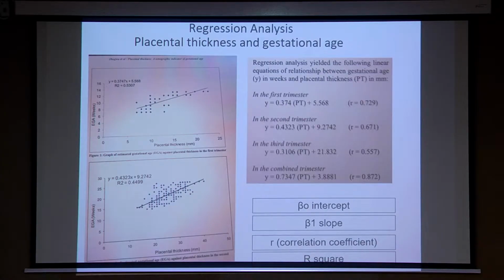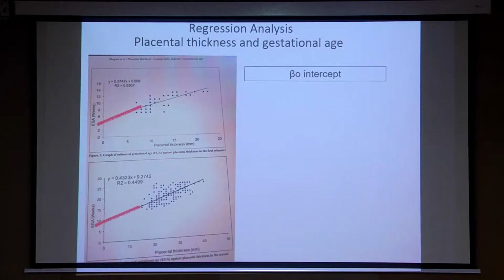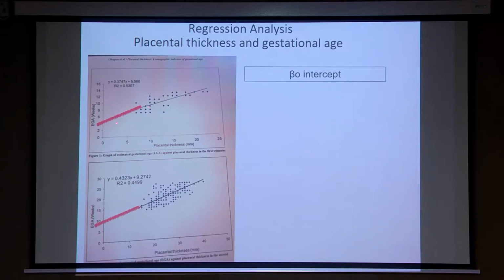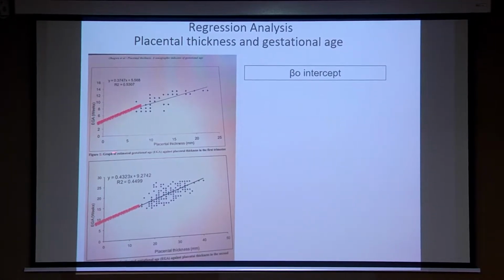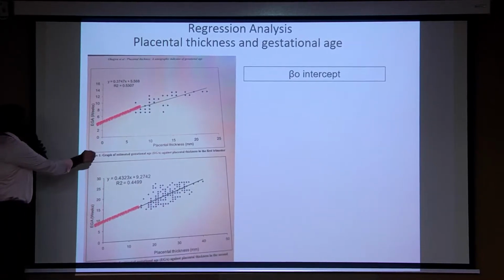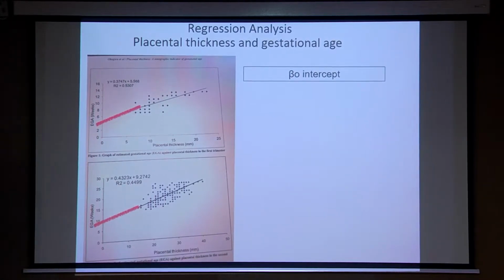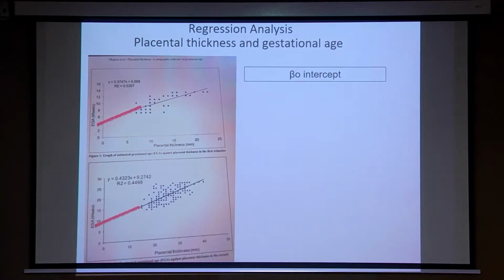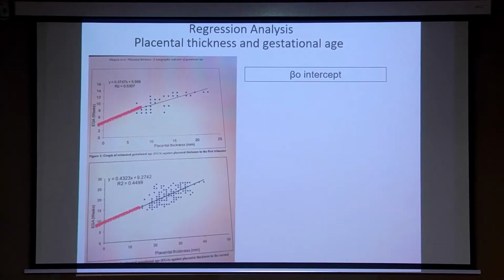What do these signify? Beta naught is the intercept. I told you beta naught is the value of y when x is 0. How many of you agree with this? See, 0 means placental thickness is 0. How can a 0 placental thickness have a gestational age? So it's only an arbitrary value. This intercept is an arbitrary value. It doesn't have a real meaning. The meaning is that it is valid only within this limit of measurement.